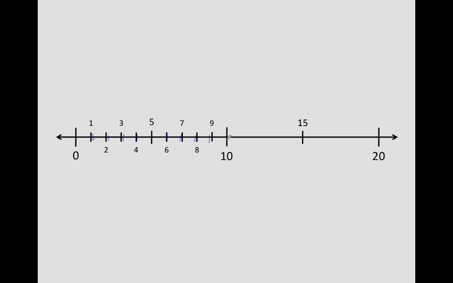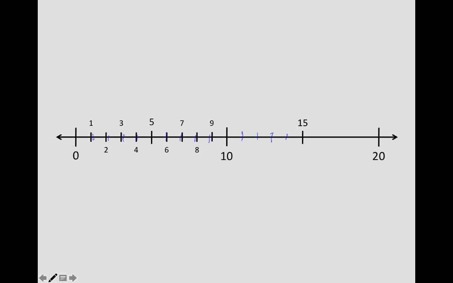Now I'm going to look at the section of the number line between 10 and 15. So the 2 numbers that are closer to 10 are going to be 11 and 12. And then the 2 numbers that are closer to 15 are going to be 13 and 14. So I'm going to look at the numbers we already have on here. And I'm going to put 11 right about here. And I'm going to put 12 right about here. And I'm going to put 13 right about there. And 14 right there.